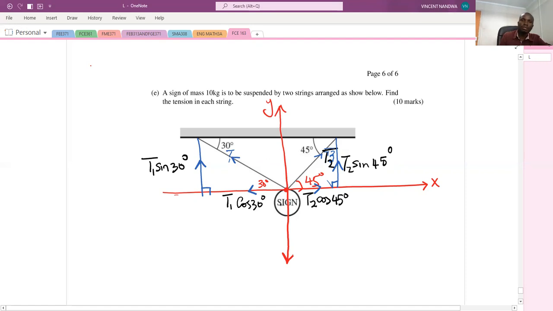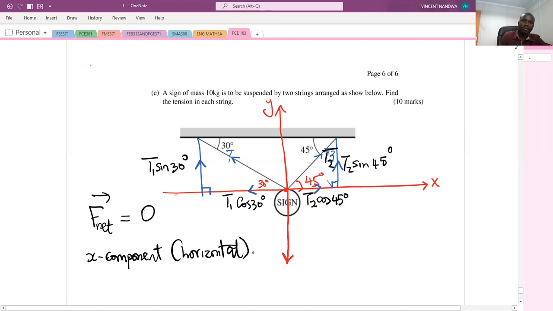And then for this sign to be suspended, without it dropping, it means that the acceleration of this system is 0. So net force is given by 0. So x components, or the horizontal forces.